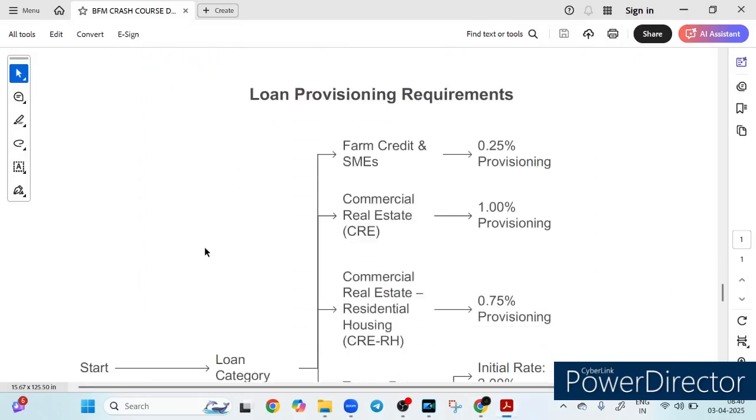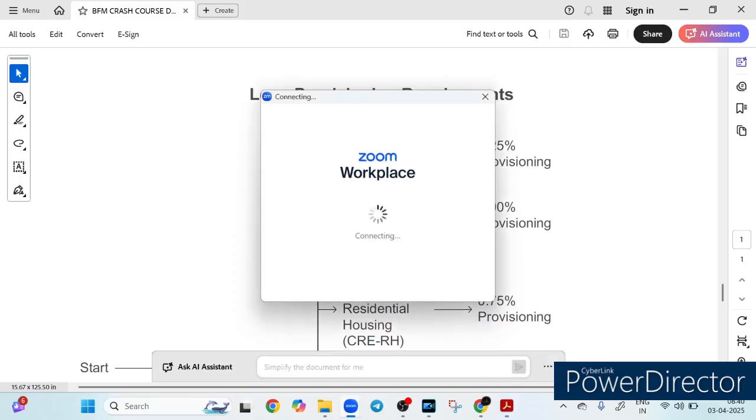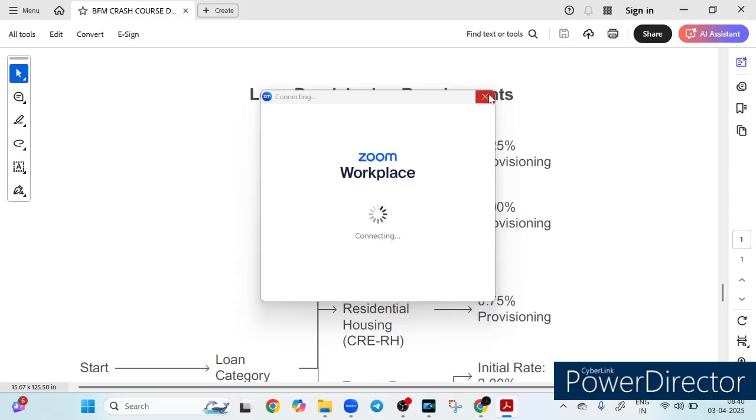Now friends, I will tell you the exact trick to remember it. How to remember this kind of trick, I will explain. But before that, let us go to the next point, that is loss. So here we are talking about loan provisioning requirements in the case of banking.